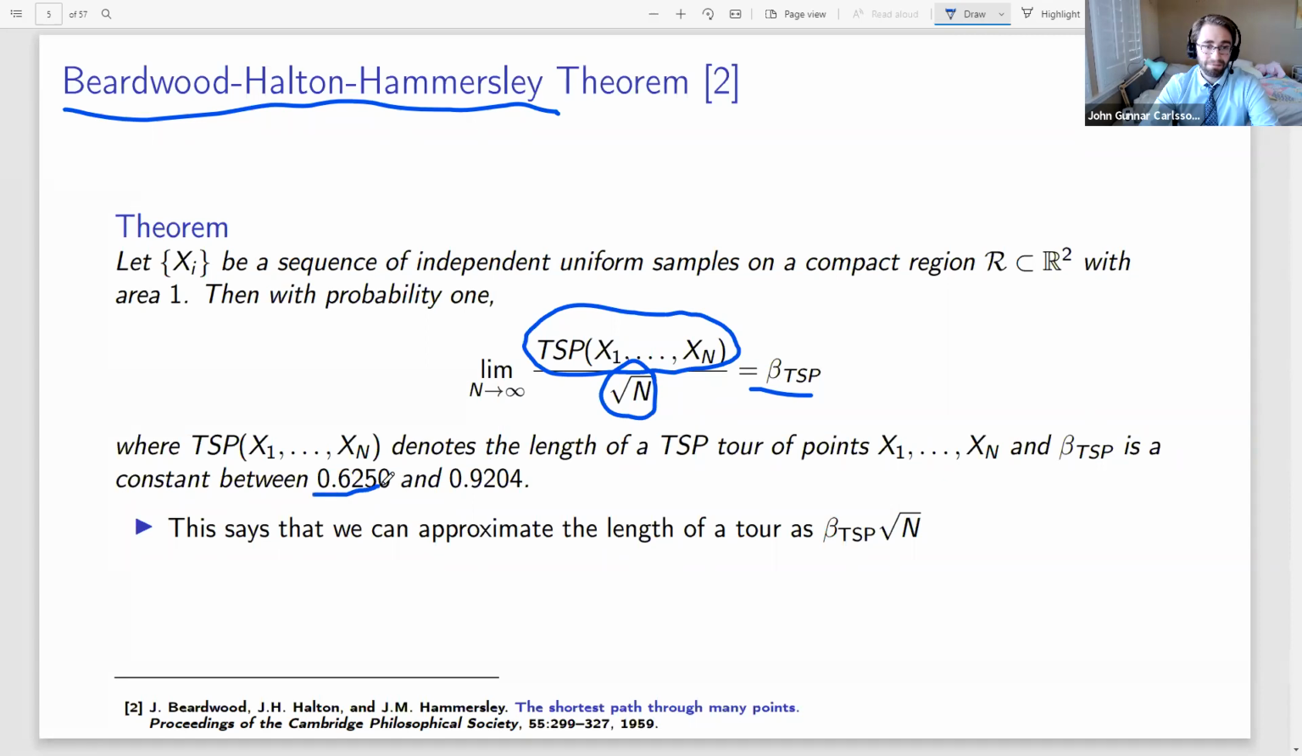We know it's between 0.625 and 0.9204. The best simulations we know right now are due to David Applegate at AT&T, who says it's about 0.7124. And I think his arguments are pretty compelling. So why does this help us? It tells me that I can predict the length of a TSP tour as being, roughly speaking, this constant, which is about 0.71, times the square root of the number of points.